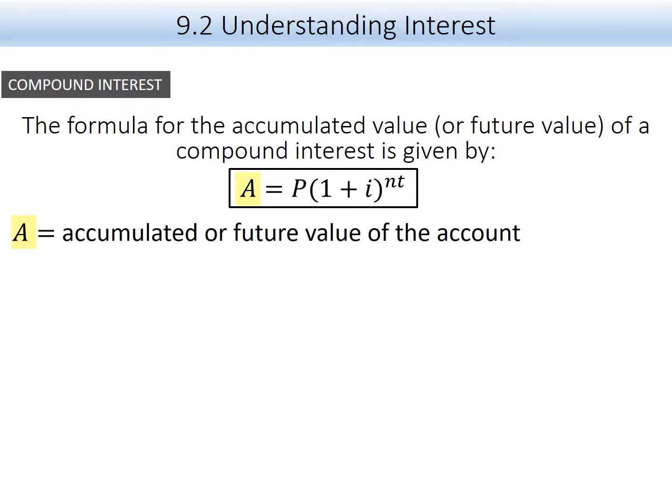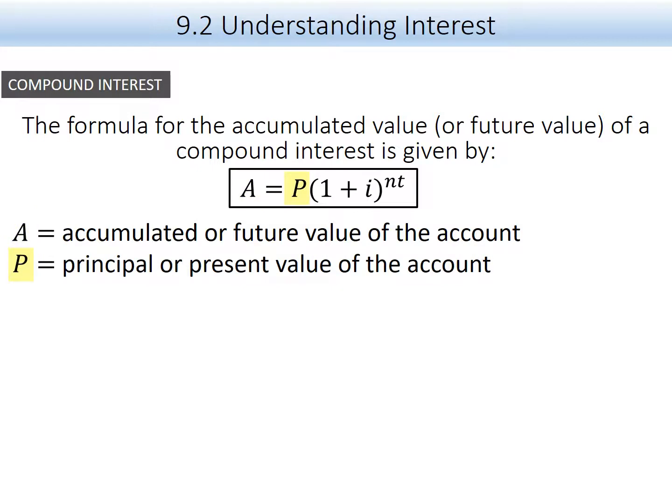A, we've talked about before. Capital A is the accumulated value or the future value of the account. P, again, we've talked about, is the principal or the present value of the account. Little i, as opposed to capital I, little i is the interest rate per period.